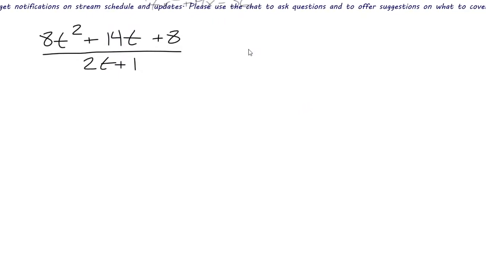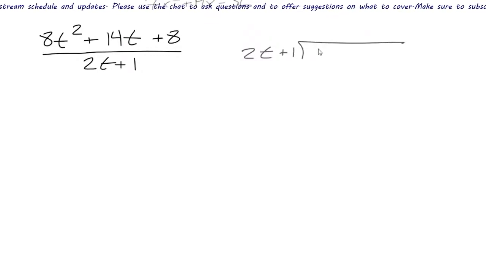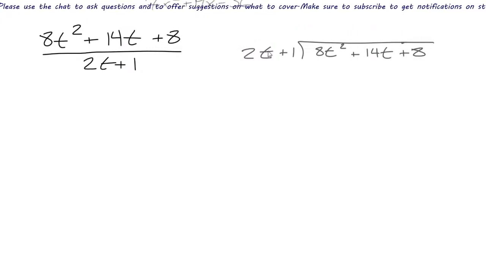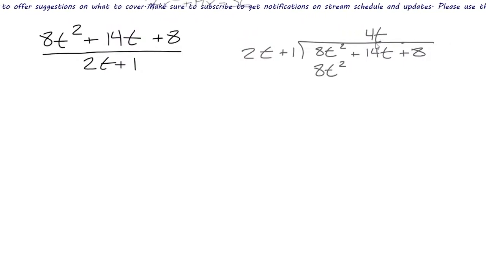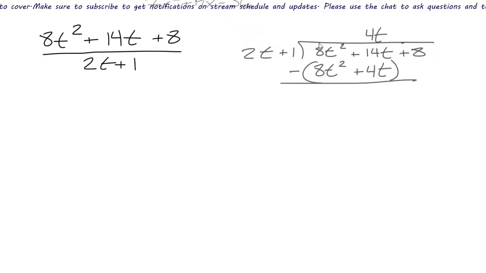All right, so 2t plus 1, and we're going to divide from 8t squared plus 14t plus 8. What can I multiply 2t by to get to 8t squared? Well, I can multiply by 4t. 4t times 2t is 8t squared. 4t times 1 is positive 4t. And subtract. I subtract, and I'm left with 10t plus 8.